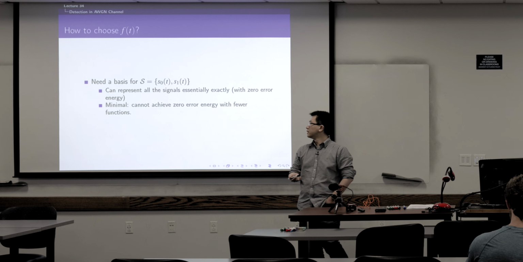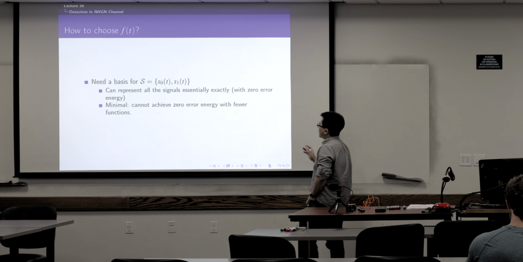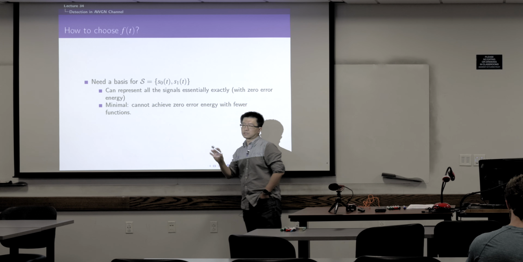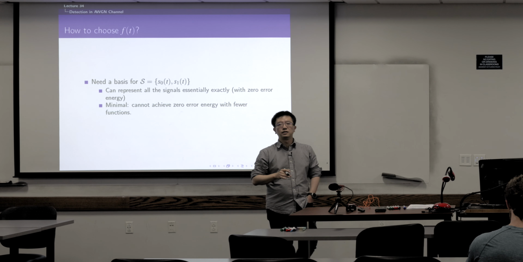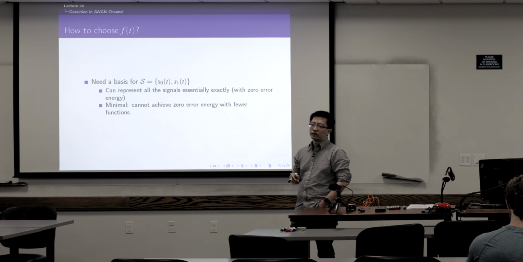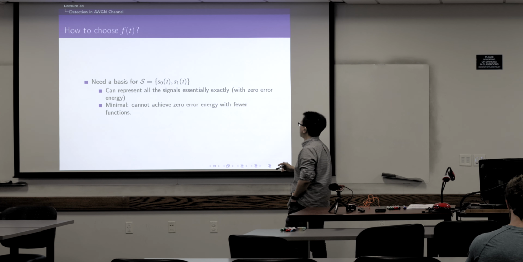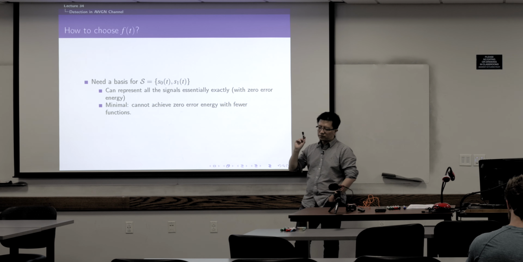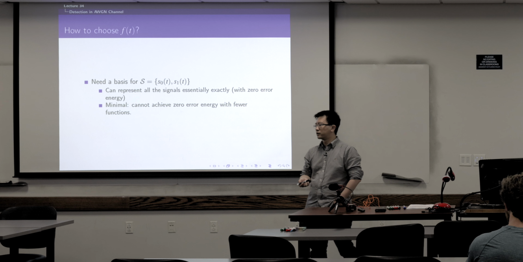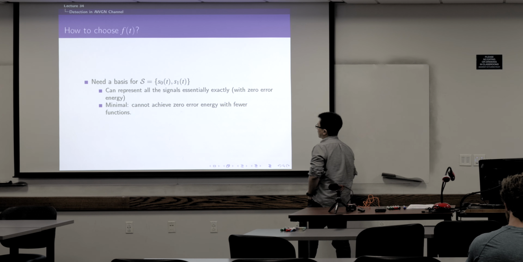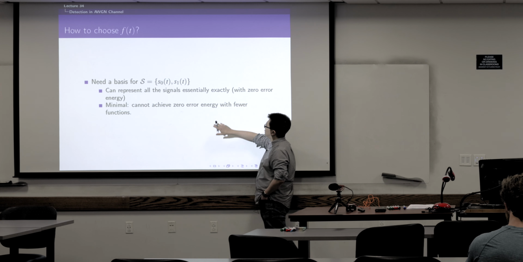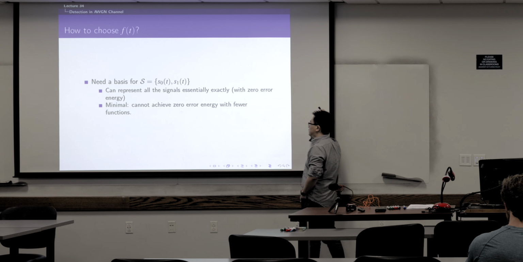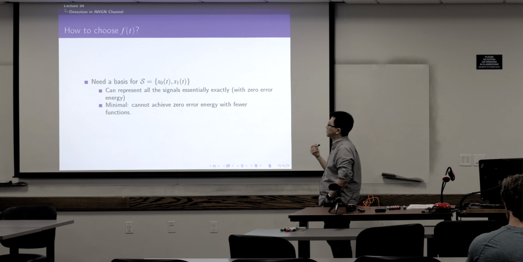The first condition is that we can use f of t to represent our signals s0 of t and s1 of t explicitly, in the sense of zero error energy. Basically, we want the mean square error to be equal to 0. And the other thing is that we want the basis to be minimal.